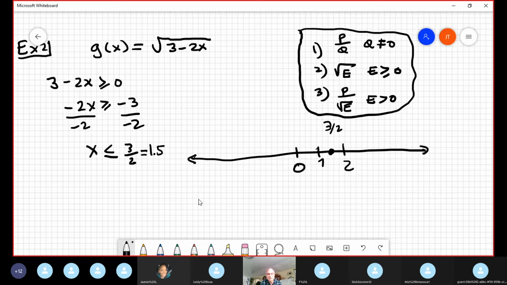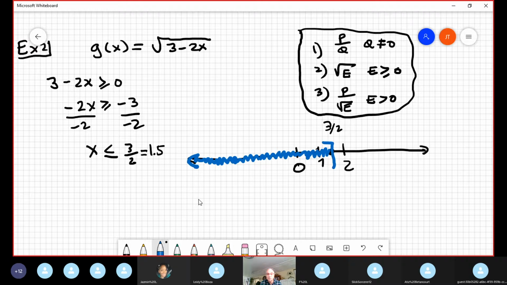So, less than or equal means that it's to the left, because it's less than, no? Less than. It includes 3/2, of course, it includes 3/2.